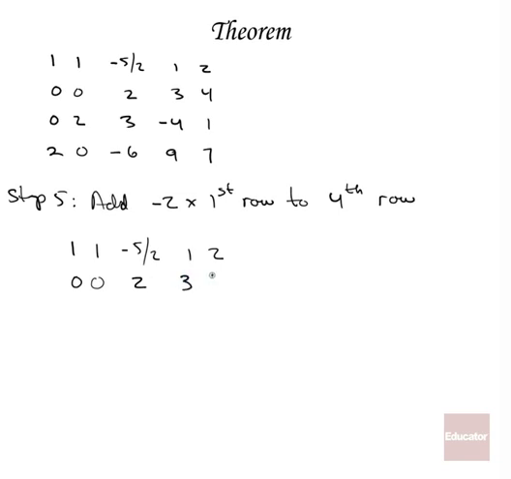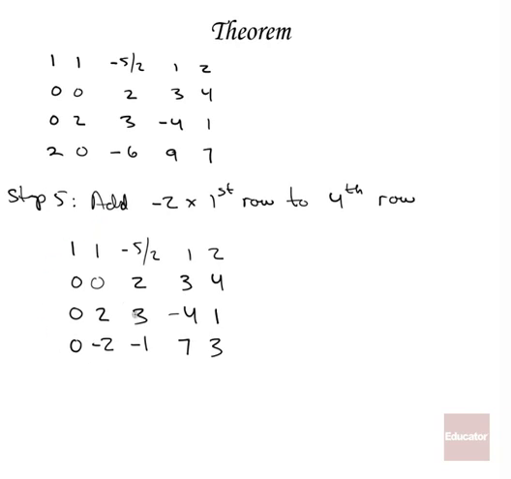2, 3, 4, 0, 2, 3, negative 4, 1. Then negative 2 times 1 is negative 2 plus 2, this becomes 0. Negative 2 times 1 is negative 2 plus 0, we end up with negative 2. Negative 2 times negative 5 halves is 5. 5 minus 6, negative 1. Negative 2 times 1 is negative 2. Negative 2 plus 9, 7. Negative 2 times 2 is negative 4. Negative 4 plus 7 is 3.